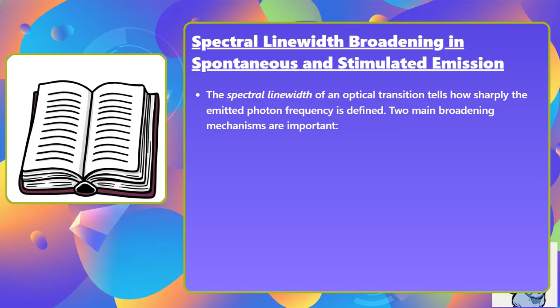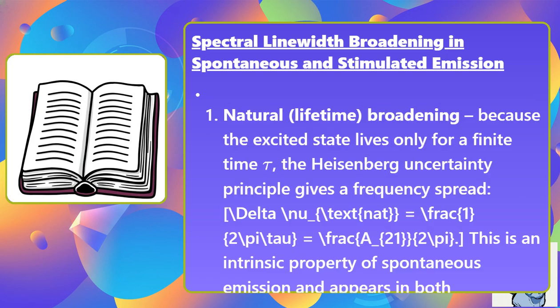Two main broadening mechanisms are important. Natural lifetime broadening: because the excited state lives only for a finite time tau, the Heisenberg uncertainty principle gives a frequency spread. Delta nu natural equals 1 over 2 pi tau, equals A21 over 2 pi. This is an intrinsic property of spontaneous emission and appears in both spontaneous and stimulated processes.